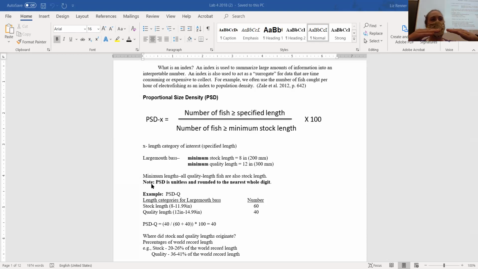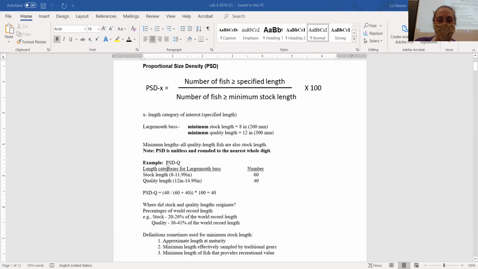It notes that with minimum lengths, all quality length fish are also stock length fish. So this is kind of weird: the level above is also considered at least a quality fish. We'll have to keep those in mind when we add up the values. I'll show you in a second. Also, PSD is unitless and it's always rounded to the nearest whole digit.